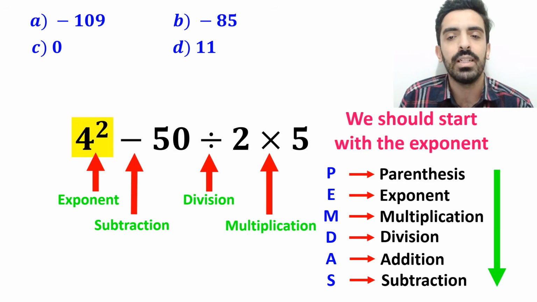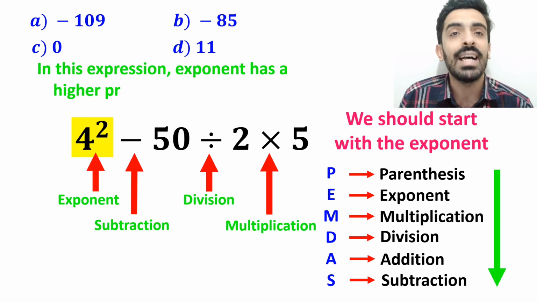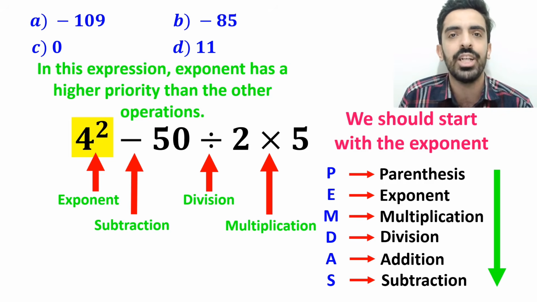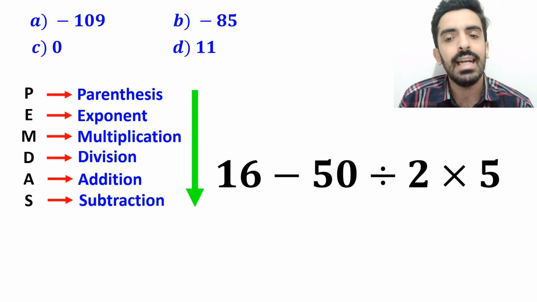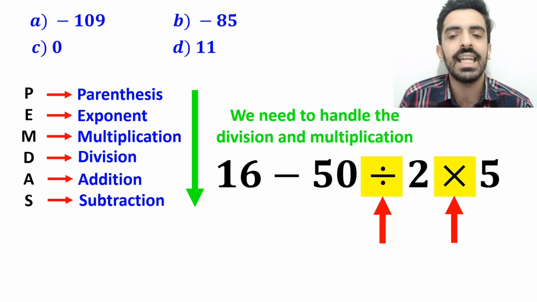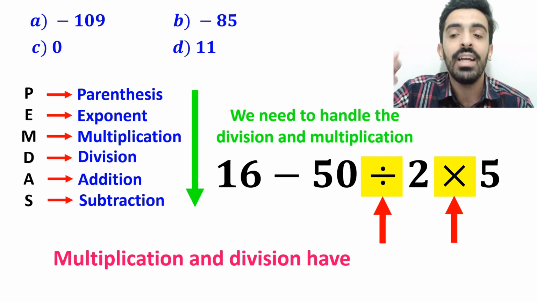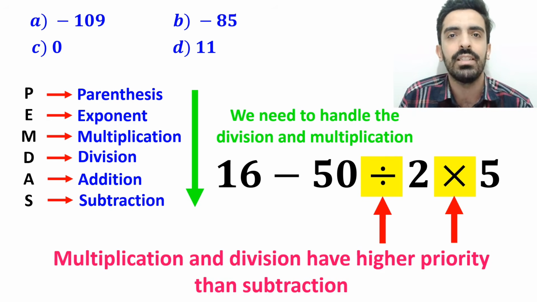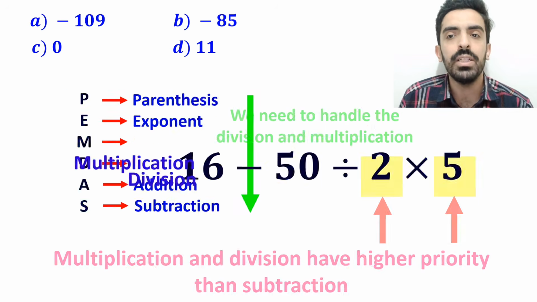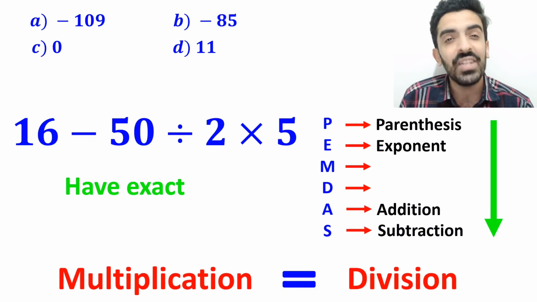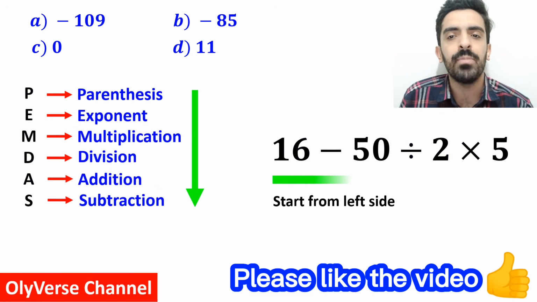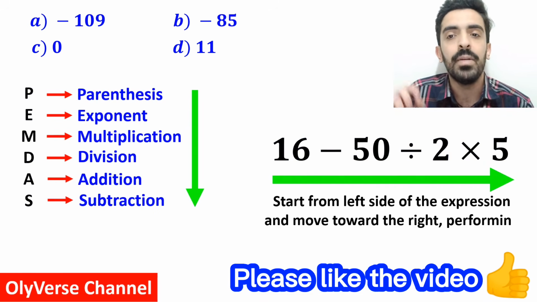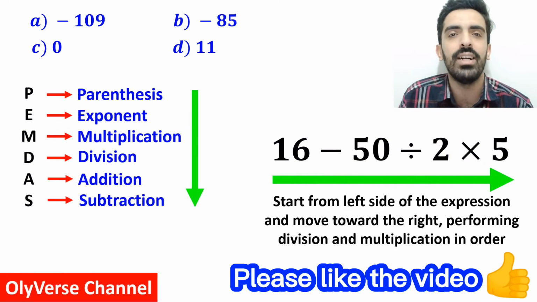We should start with the exponent, because in this expression, exponent has a higher priority than the other operations. So, this expression simplifies to 16 minus 50 divided by 2 multiplied by 5. And the next step, we need to handle the division and multiplication, since multiplication and division have higher priority than subtraction. However, it's very important to note that multiplication and division have exactly the same level of priority. In this situation, the best thing to do is to start from the left side of the expression and move toward the right, performing division and multiplication in order.